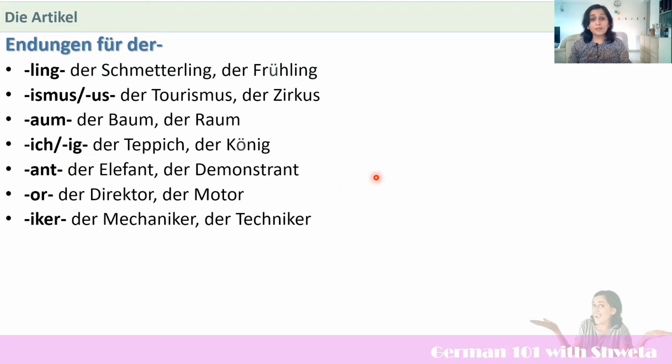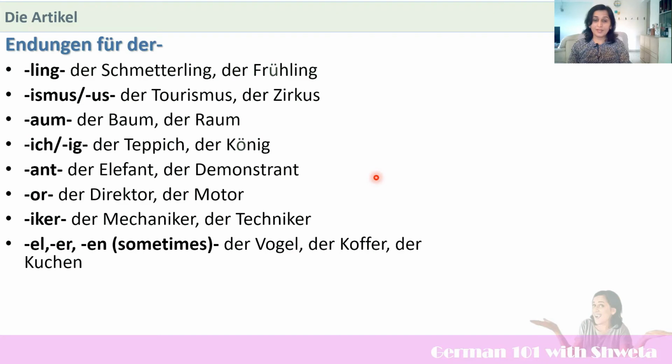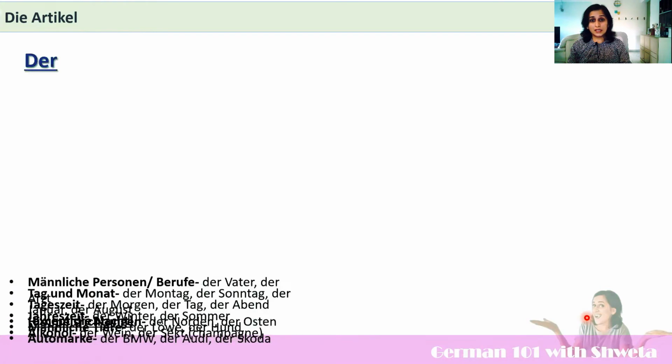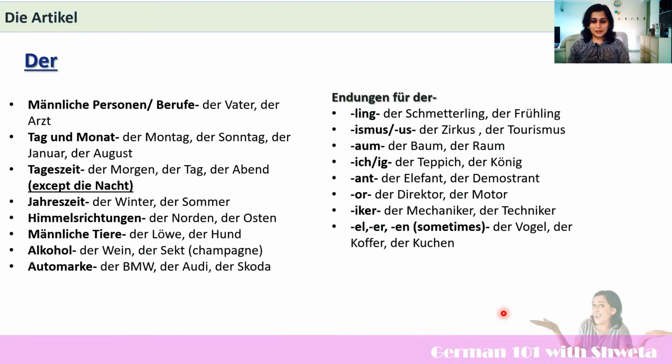Zum Beispiel der Mechaniker means mechanic, der Techniker, technician. Sometimes nouns ending with l, er, n will also have masculine article. Zum Beispiel der Vogel, bird, der Koffer, suitcase, der Kuchen, cake. So, in a nutshell, here are all the tips. You can simply note them down or take a screenshot.